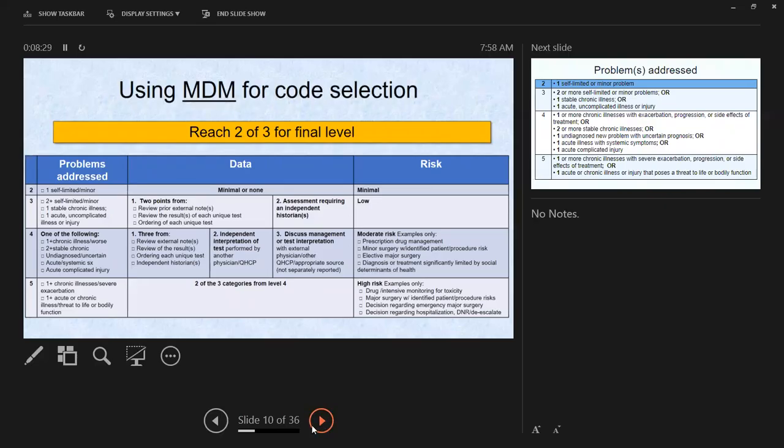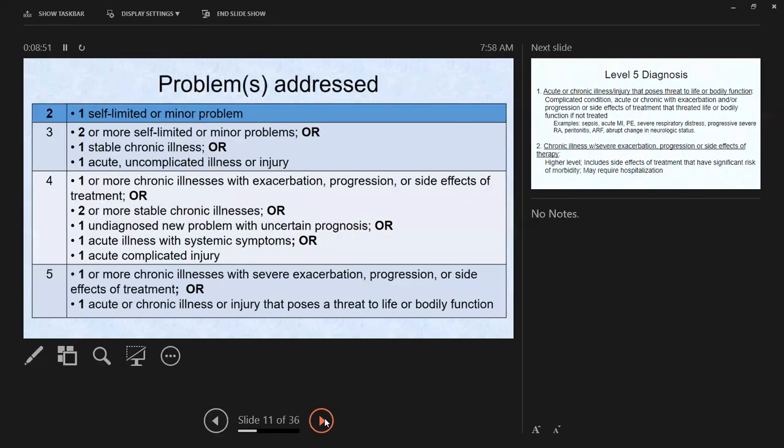Now let's talk about medical decision-making. Again, we talked about reaching 2 of these 3 levels. So between problems addressed, data, and risk, if we had a 4 and a 4, the patient's going to be a 4. If we had a 4, a 5, and a 4, the patient's going to be a 4. The point is you have to hit 2 of the 3 highest to choose that level. So let's go through each one of these sections to understand how to get each one of these levels.